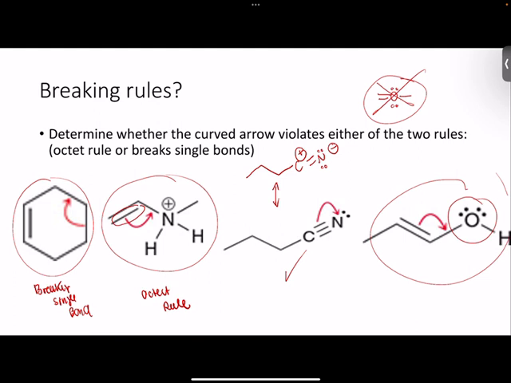Like the tail, it is good. It is placed on a double bond. But the thing is that if we add another bond to that regular state oxygen, it's just gonna be breaking the octet rule.